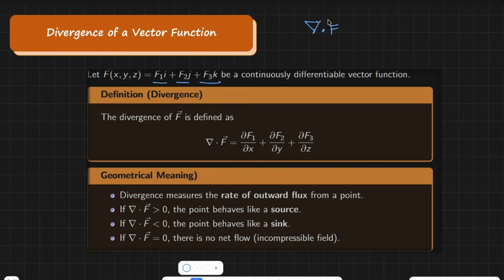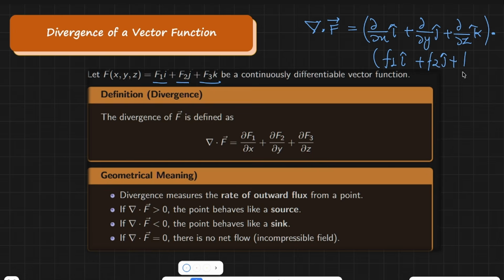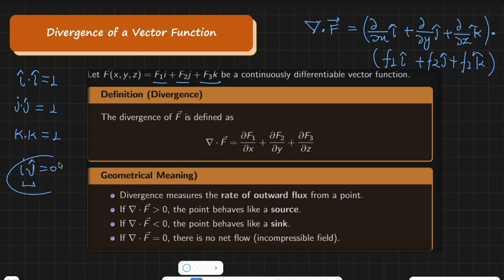If I'm going to apply it to this, then this is basically a dot product. So it is dou by dou x i cap plus dou by dou y j cap and dou by dou z k cap, dot product with f1 i cap plus f2 j cap and f3 k cap. And one more thing here: i dot i is 1, j dot j is 1, and k dot k is 1 always. Similarly, i dot j is always 0. If these two are different, then it will be 0. If these two are the same, then it will be 1 in the dot product.